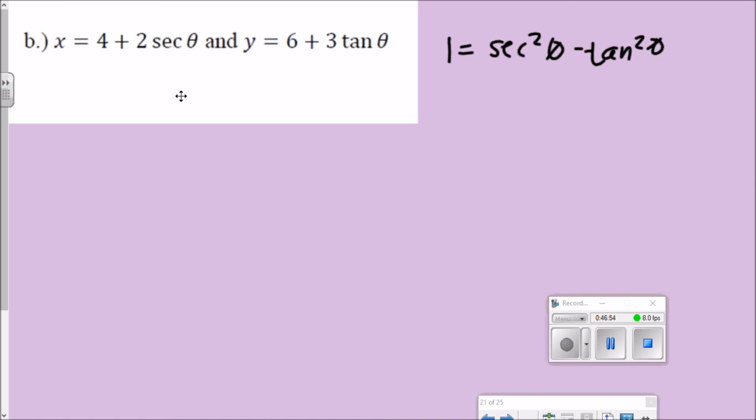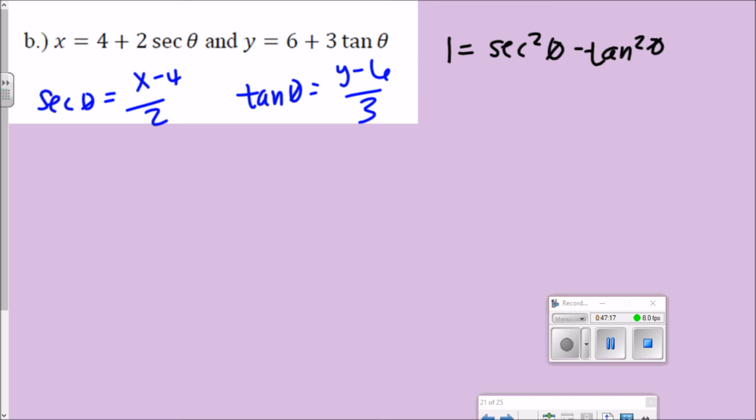Again, I'm going to solve for secant, solve for tangent, and square them. Oh, whoops, that should be a 6. What am I doing? I'm doing a couple steps at once. If I'm solving for secant, I'm going to move over the 4, then divide by 2. So x minus 4 divided by 2. Same here: move over the 6, then divide by 3. So y minus 6 divided by 3. Then I'm going to square both.